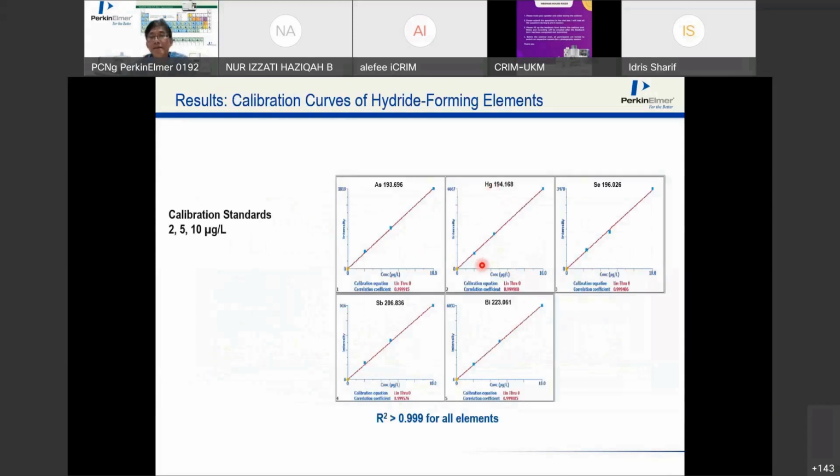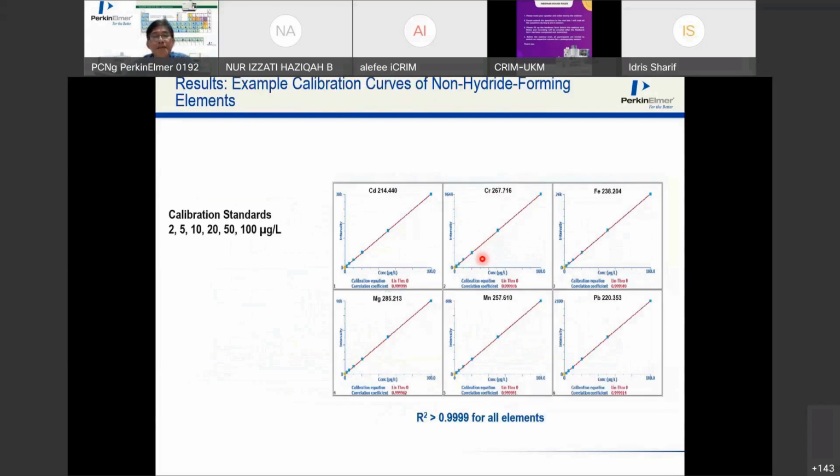So look at mercury, very stable. It goes down to sub-ppb level. Calibration, you can see 2 ppb very clear. I think the peaks are very stable. So this is just hydride and mercury.